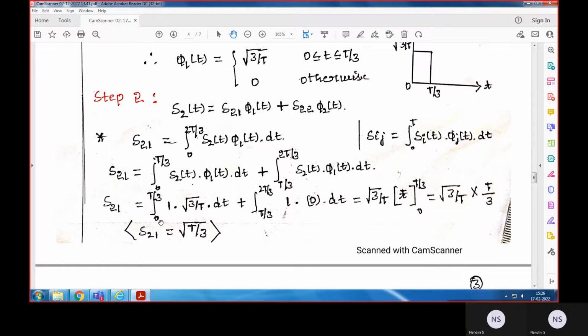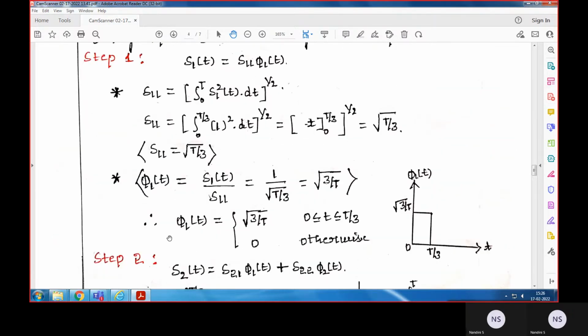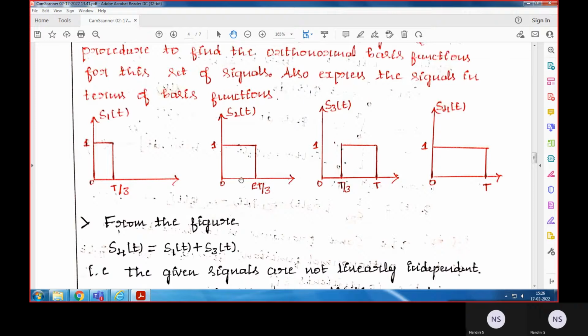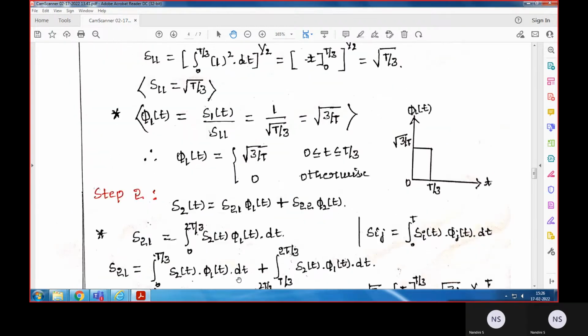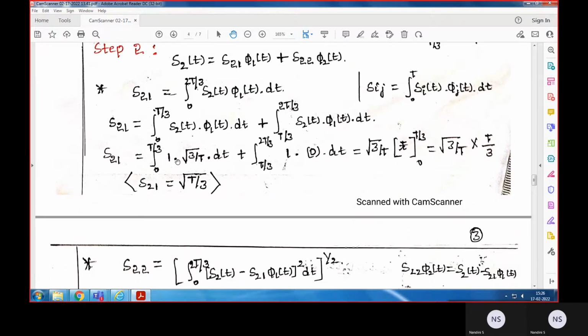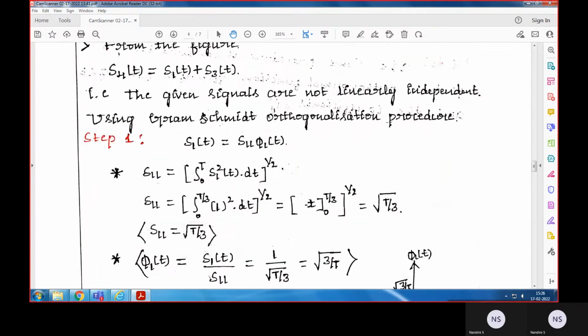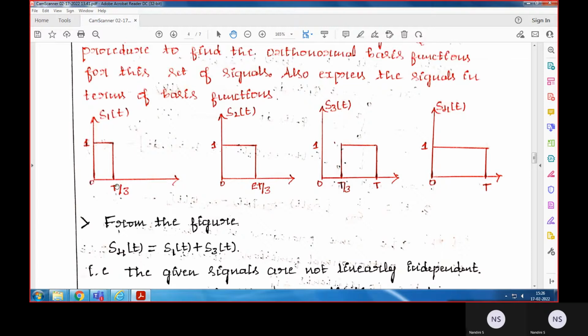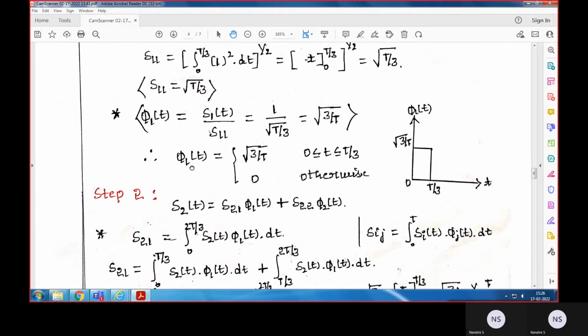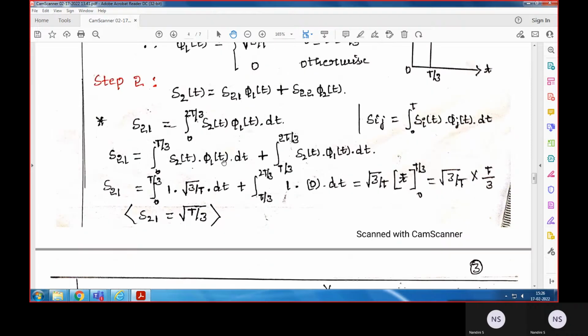In the first integral, from 0 to T/3, look at the second equation. Here it comprises the T/3 duration also. Here you can get the T/3 from 0 to T/3, so the value of S2(t) is 1 from 0 to T/3, and φ1(t). So here we have calculated the φ1(t) for the duration 0 to T/3. That value is equal to root 3 by T. So that's why the φ1(t) value for the duration 0 to T/3 is root 3 by T.